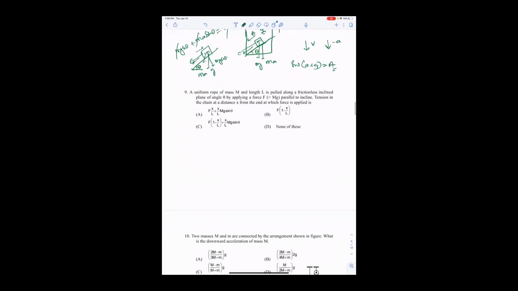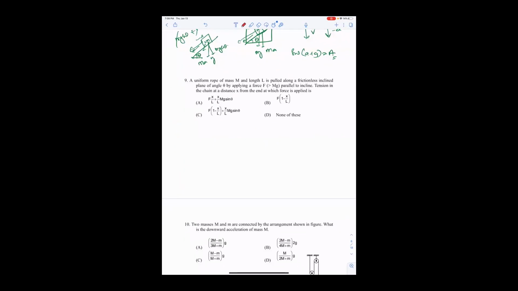Next one. A uniform rope of mass m and length L is pulled along a frictionless inclined plane of angle theta. There is a frictionless inclined plane, angle theta. There is a chain, I have drawn it something like this. Total mass m, total length L. Force F parallel to the inclined plane. So I'm just converting the question into a diagram.